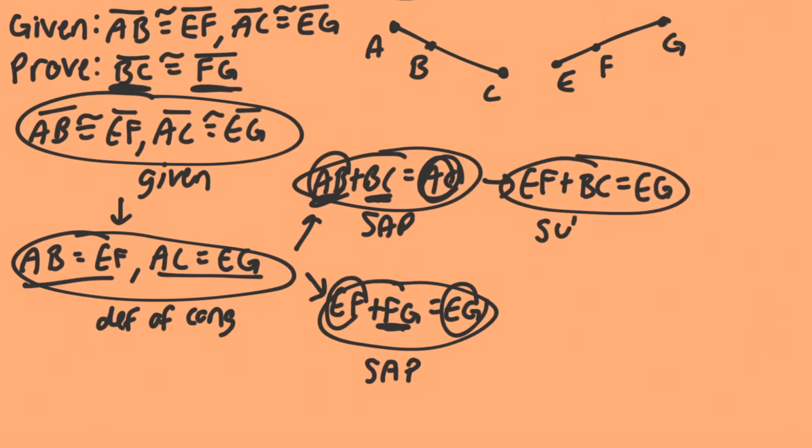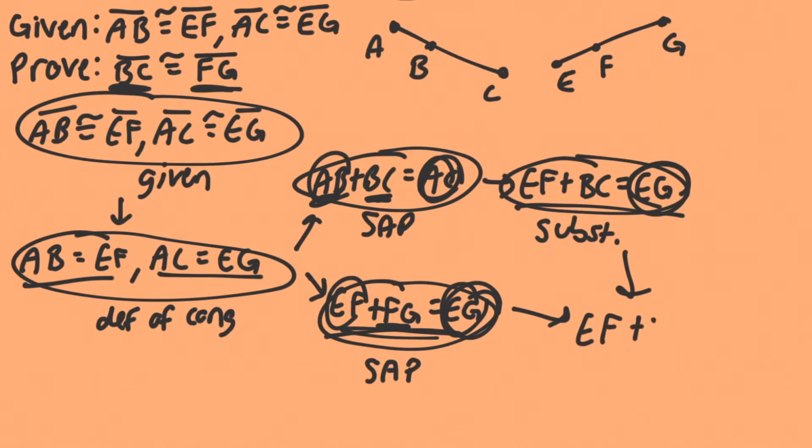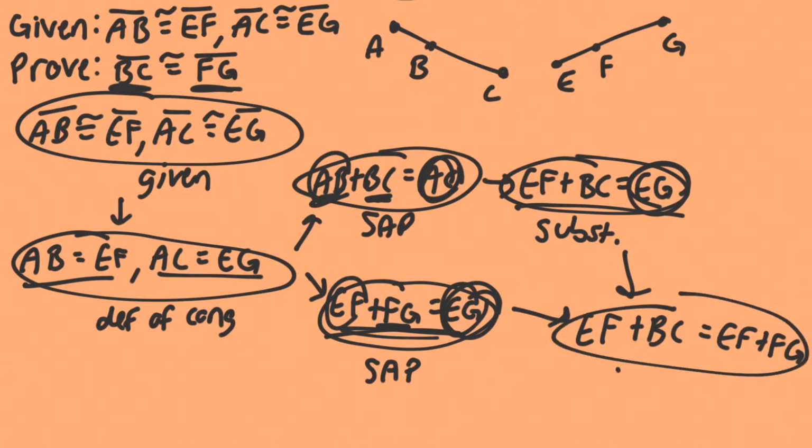So we just substituted. We can combine both of these equations into one equation if one side of both equations equal each other. So this equation we have an EG, and this equation we have an EG. So both right sides equal each other. So let's set the left sides equal. EF plus BC equals EF plus FG. And that's the transitive property, or substitution.